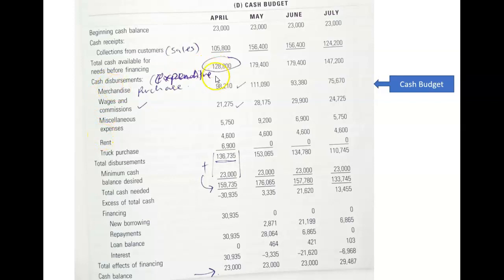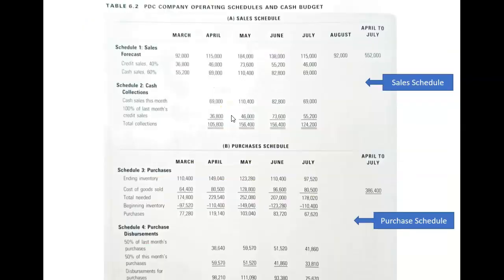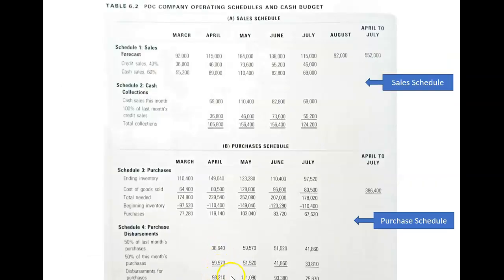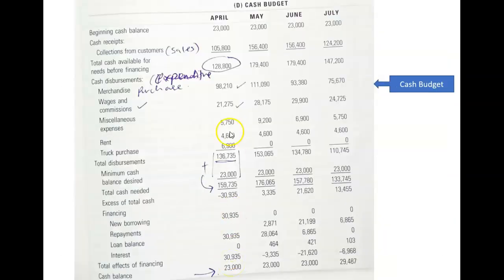All right, then once you have this figure, you can calculate the cash disbursement. How much money is left after you minus the cash disbursement. Cash disbursement involves all the operating schedules that you have just prepared. The first one is merchandise. Sometimes we call it merchandise, sometimes we call it purchase. Where you got this figure is from the purchase schedule. You look at the bottom, the total disbursement for purchases is 98,210, right? So you can put here 98,210.